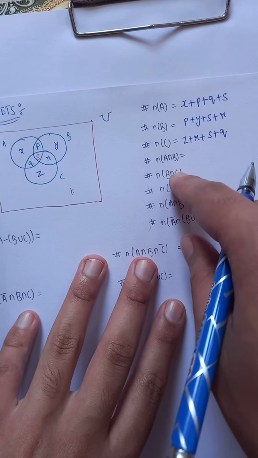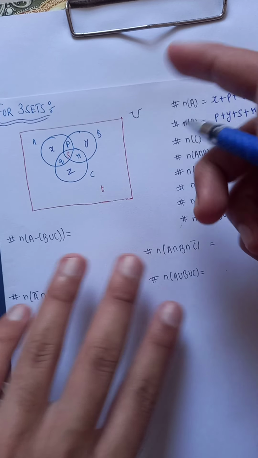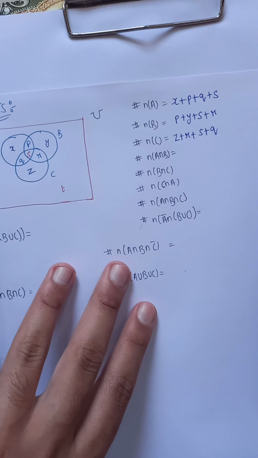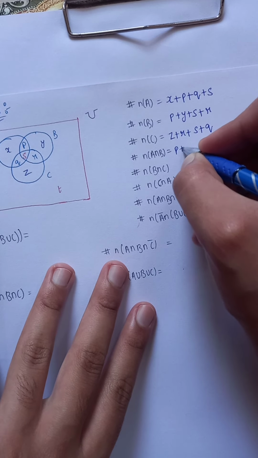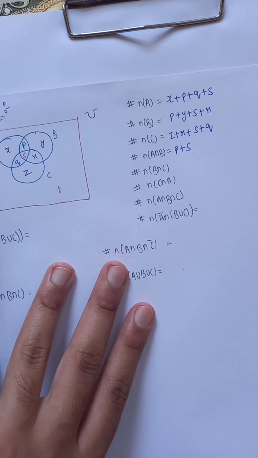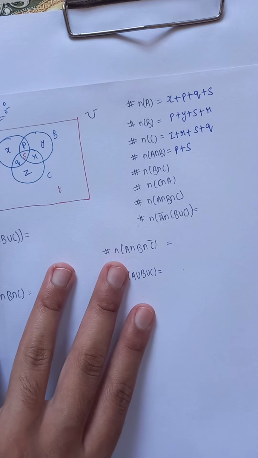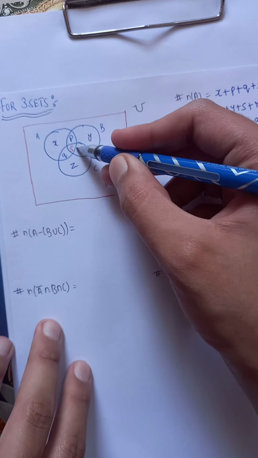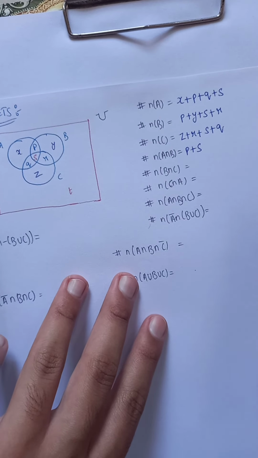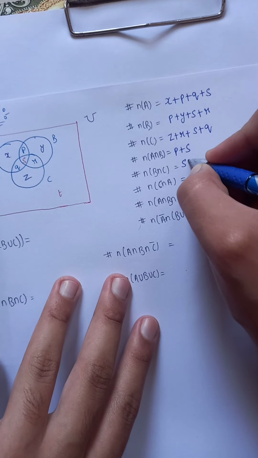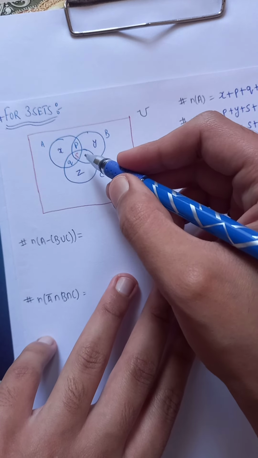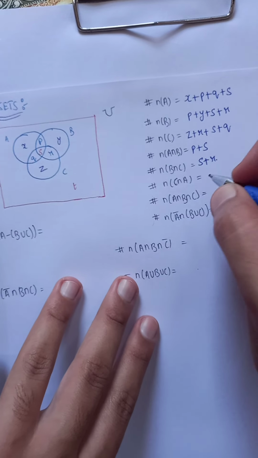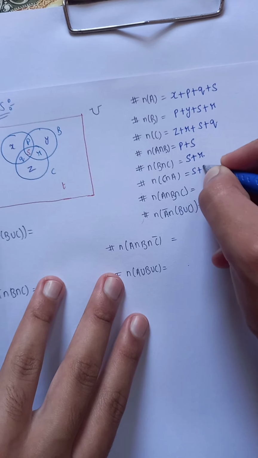What about the number of elements in A intersection B? Common elements between A and B are P and S. So the number of elements in A intersection B is P plus S. In B intersection C, the elements are S and R, so we write S plus R. What about C intersection A? Common parts between set A and set C are S and Q, so I shall write S plus Q.